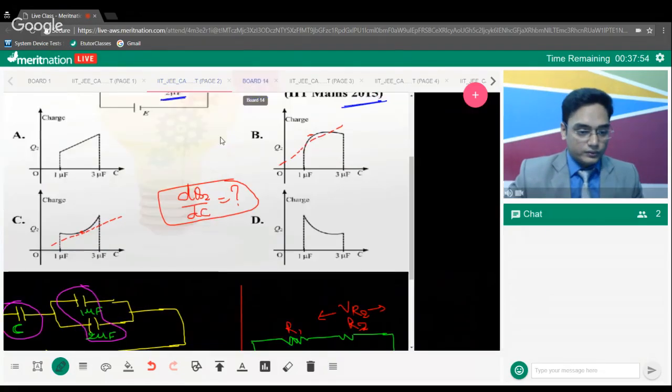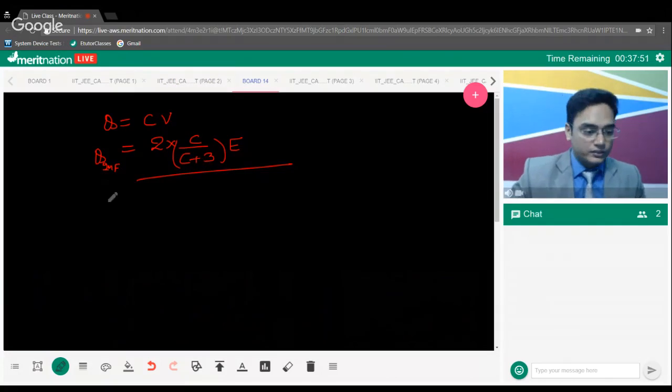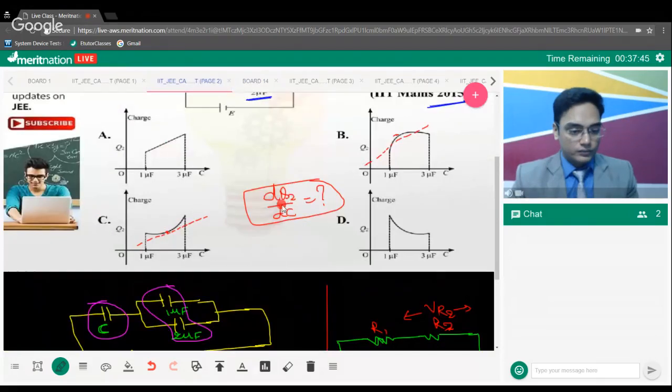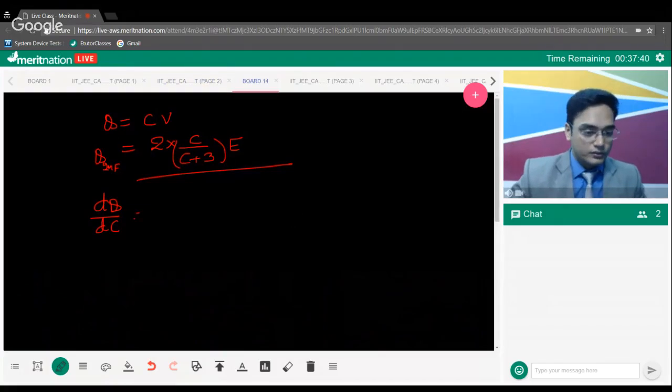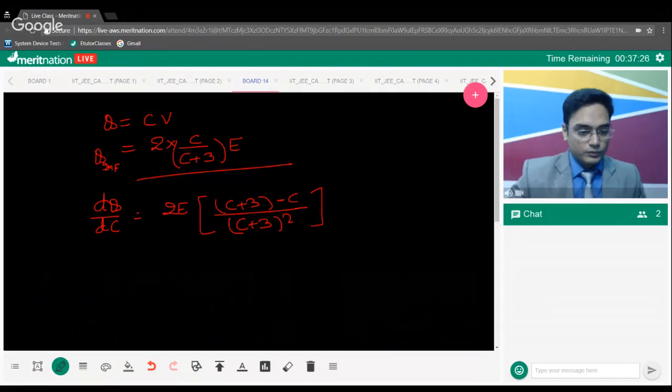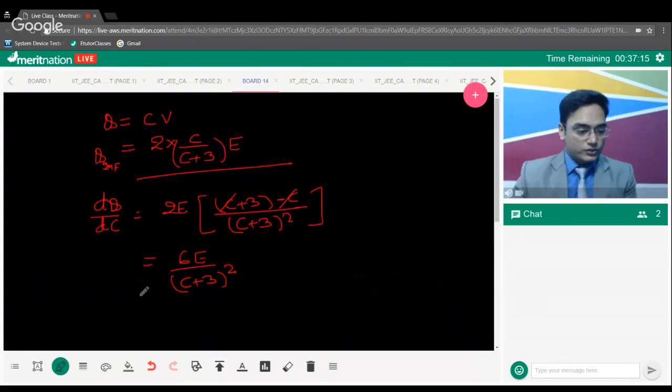So coming to the slope part, how to obtain slope? We'll have to differentiate dq with respect to dc, because dq upon dc is the slope, as this graph is between q and c. So I'm differentiating this. This is equal to 2e, taking LCM, c plus e whole square, into c plus e minus c. So we'll get 6e by c plus e whole square. So this is dq by dc.